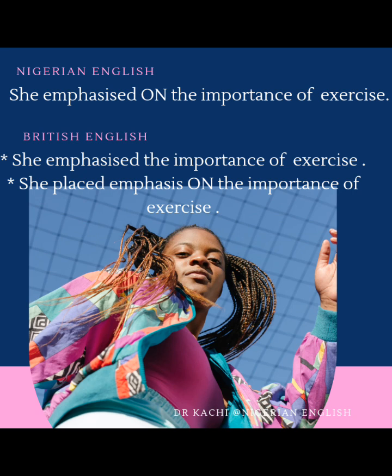So you have a sentence like, she emphasized on the importance of exercise. In Nigerian English, the British equivalent would read, she emphasized the importance of exercise. Let's say that you can also have a sentence like this in British English. She placed emphasis on. You can now see that you can go with on here because it is used as a noun in this last sentence.